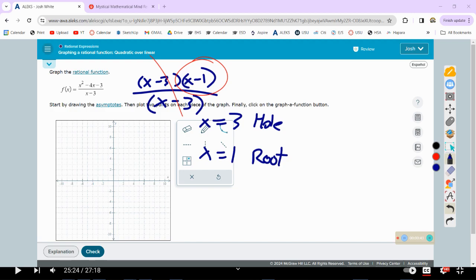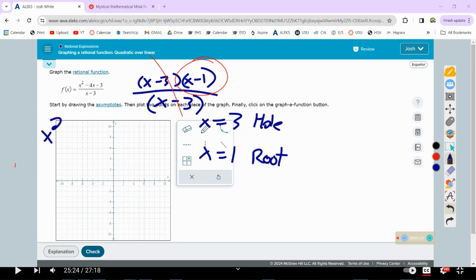What if you have a factor in the denominator and it doesn't cancel? That would be a vertical asymptote. Okay. And if I had x to the third over x to the fourth, that's an x, then my HA would be x equals 0. But what if I had 3x to the fourth over 2x to the fourth? What would the HA be? It would just be 3 over 2.